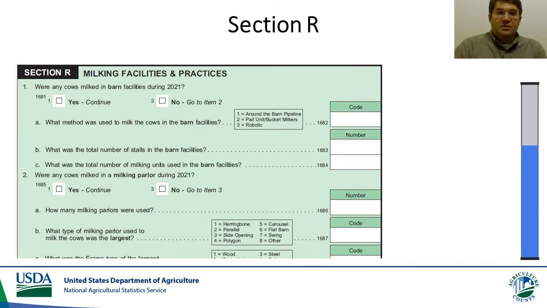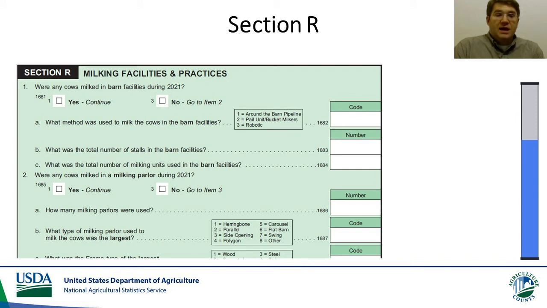Milking facilities on many dairy operations are a major capital expense, and this data will be used to estimate the cost of the capital used in milking facilities on dairy operations. Question 1 asks if there are any cows milked in the barn facilities in 2021. Question 1A asks about milking methods used. Question 1B asks the number of stalls in the barn facilities.